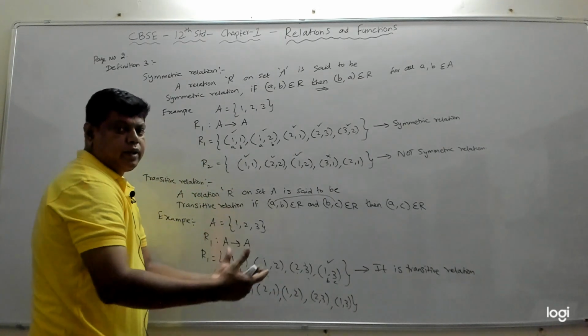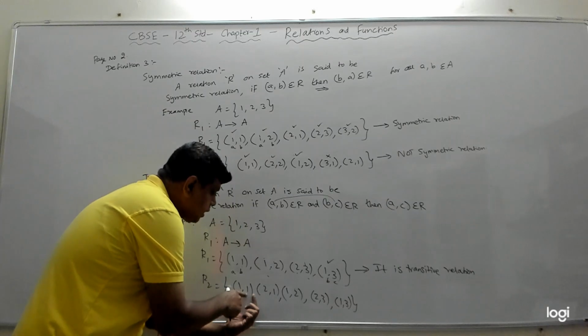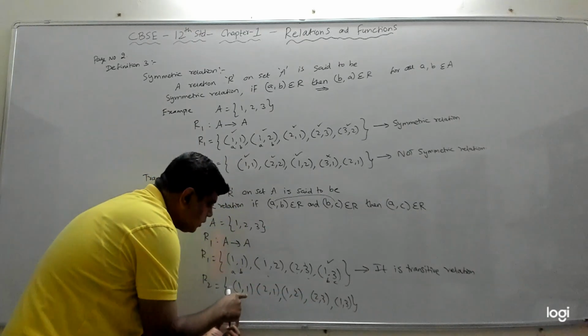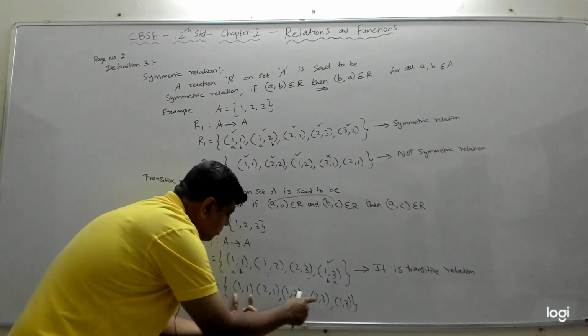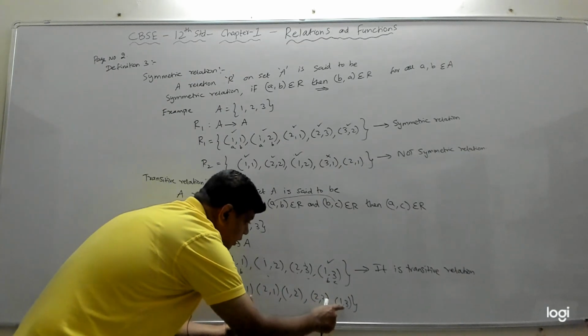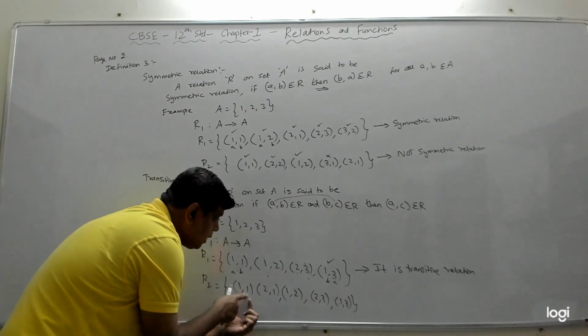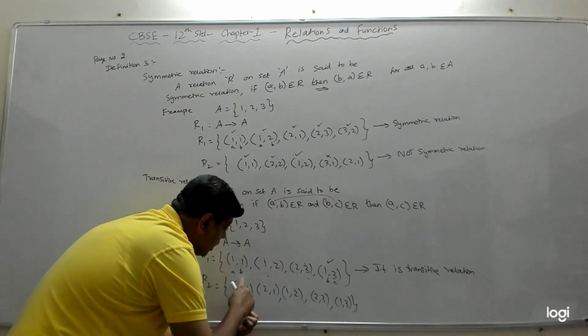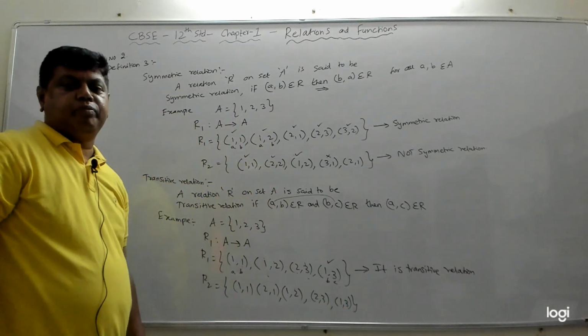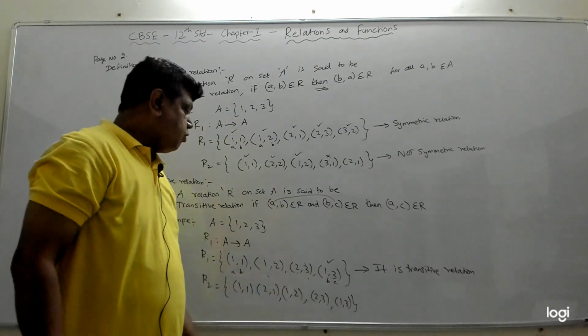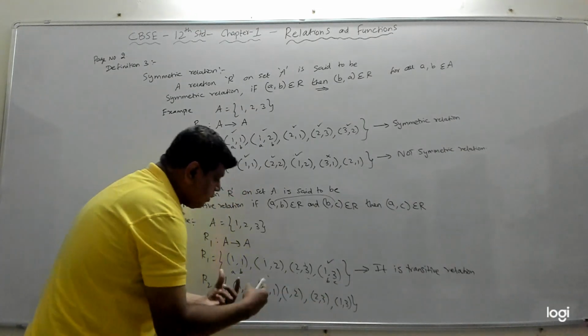Then take the next. Again take the elements which end with 1. This is ending with 1. This is ending with 1. So take the other element which starts with 1. This one. Now again 1 comma 1 is there, 1 comma 3 is there. So A comma B, B comma C, therefore A comma C. A comma C means 1 comma 3 should be there, which is there. Therefore it is satisfied for this. So again we'll have to check for every pair like that.